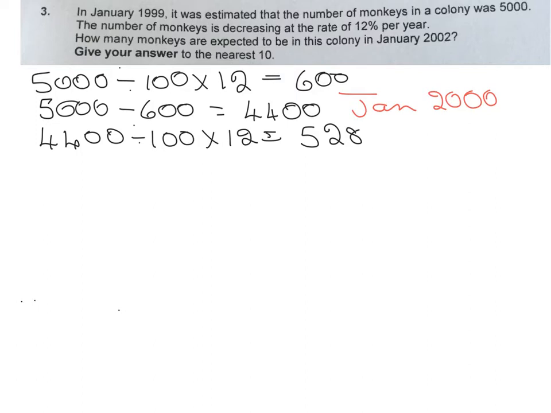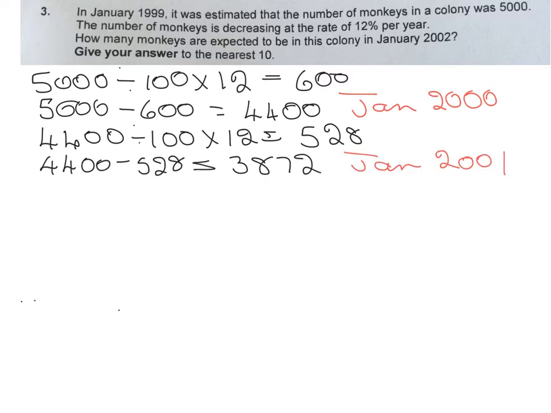So we find 12% of 4,400. So we divide by 100, multiply by 12, and we get 528. We're going to take 528 away from 4,400, which gives us 3,872 at January 2001.